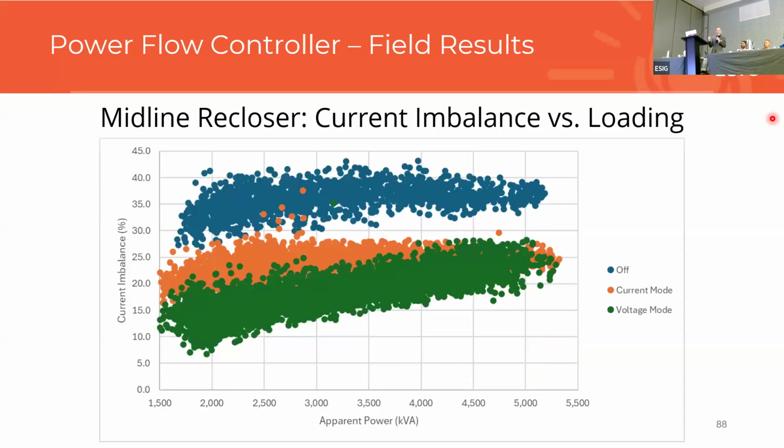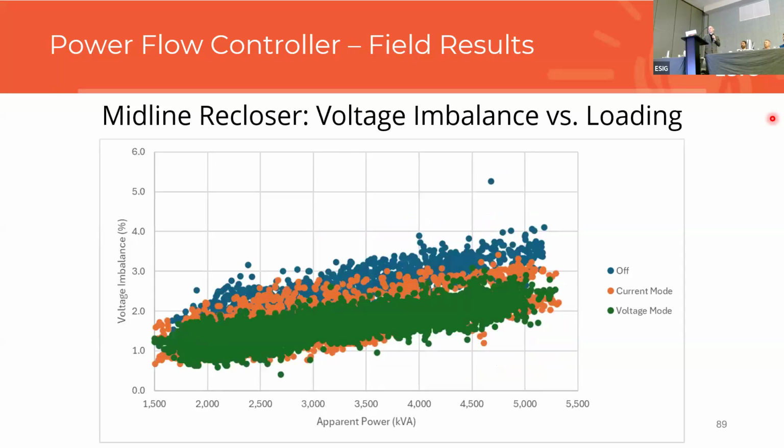And again, this is the same story. It is mostly flat, and then it just knocks it down, about 10%, 10 to 15% for your current imbalance versus loading. Voltage imbalance versus loading, a little bit harder to see, but you are reducing it by about that 1.1% that we saw, going from 3 to 3.5% down to about 2.3 to 2.5%.